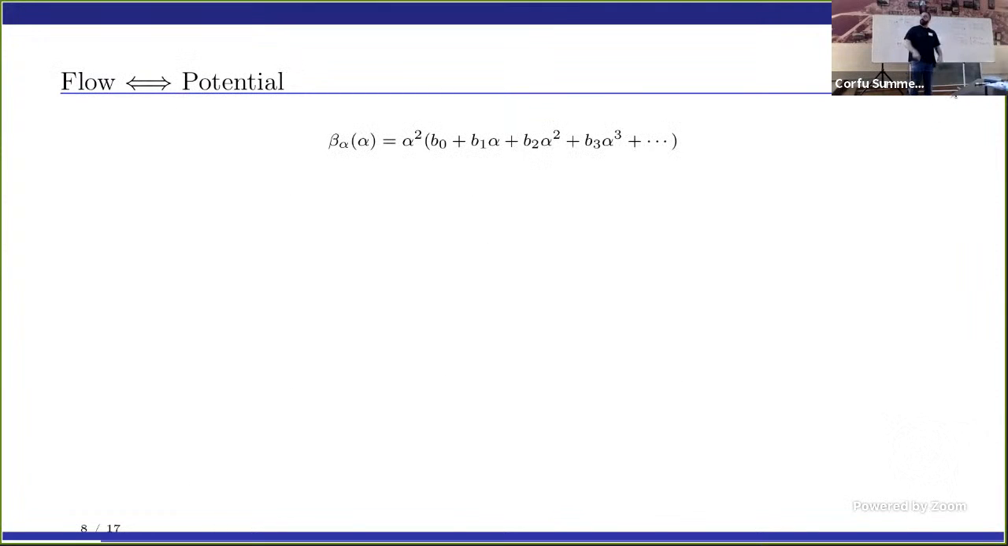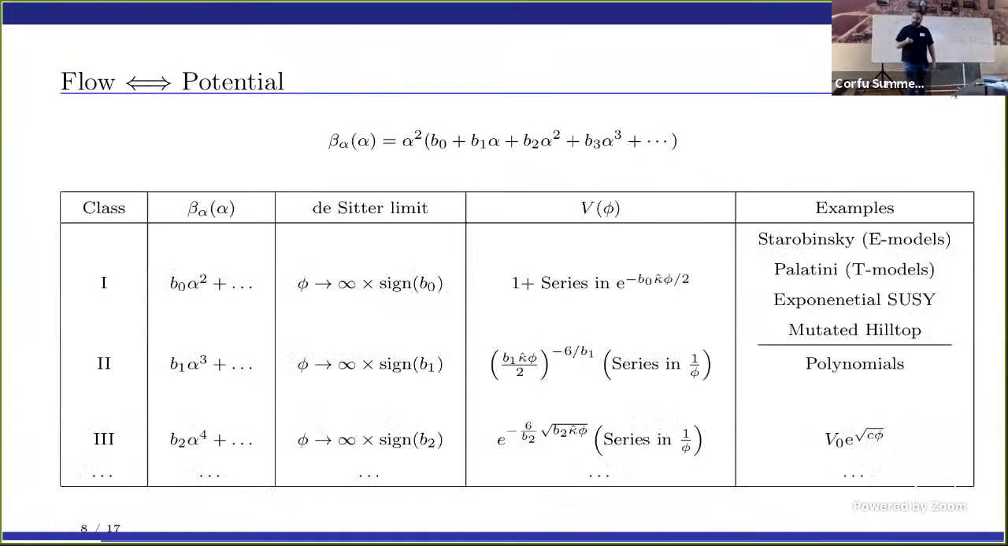So first, let's start with starting from the flow and classifying the potential. We always assume this beta means that it starts at least quadratically, and then you classify the potential by setting to 0 this b coefficient. So class 1 is this one. Class 2 is with b0 equal to 0. Class 3 is with b0 and b1 equal to 0, and so on. So you kill all the lower terms, and you increase the class of the potential. And so this is the class of the potentials.